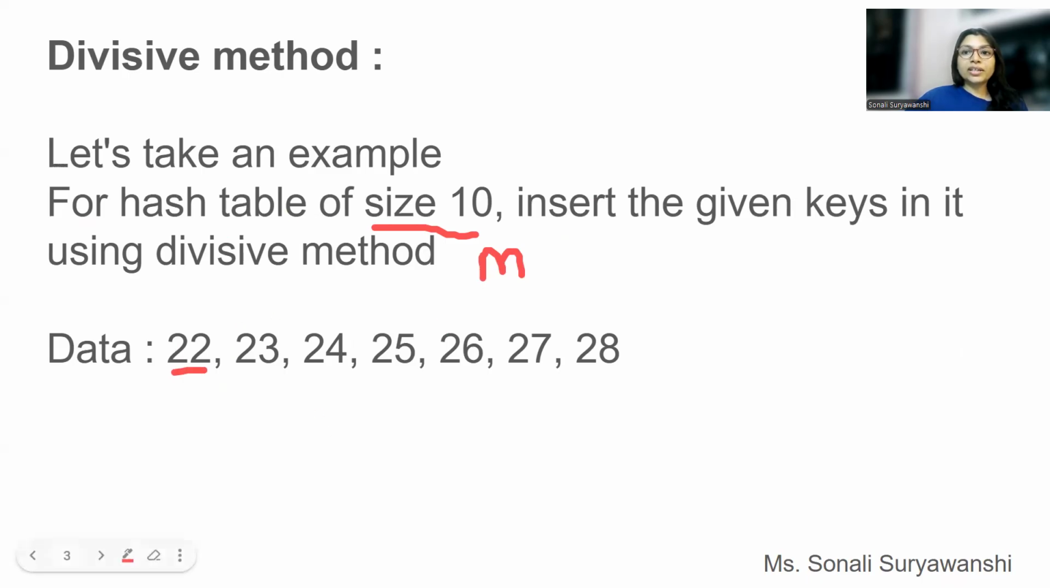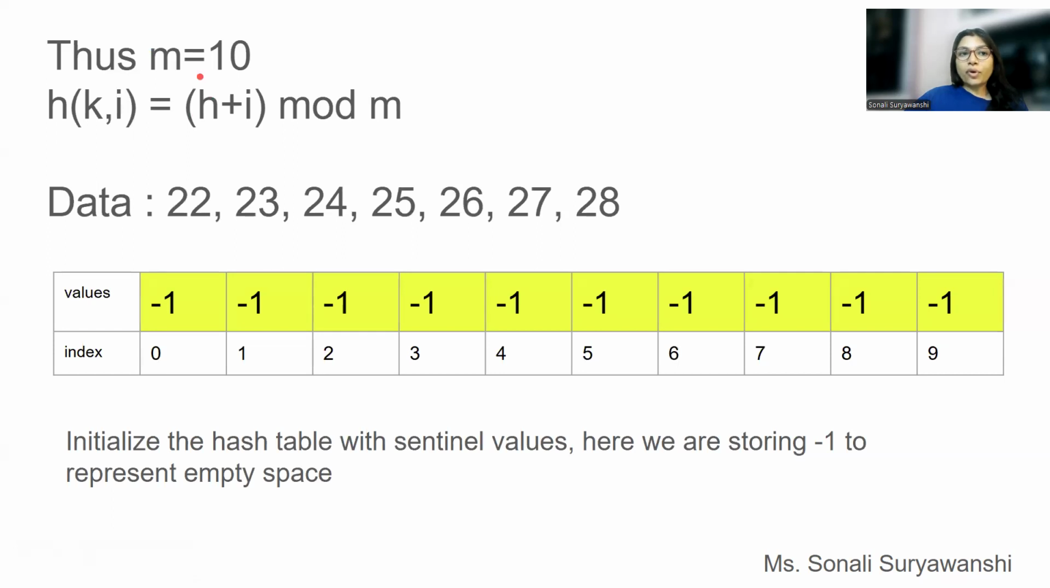So first let's take key 22. The formula for divisive method, as we know, is h of k comma i is equal to k plus i mod M. So we will put the value of key, that is 22, in this formula, and then we'll calculate the remainder for that. Initially you're going to show your hash table with all sentinel values. So we are going to represent -1 for all the index values. As you can see, our table is of size 10, starting from index 0 till 9, and all the values in the hash table are -1 initially.